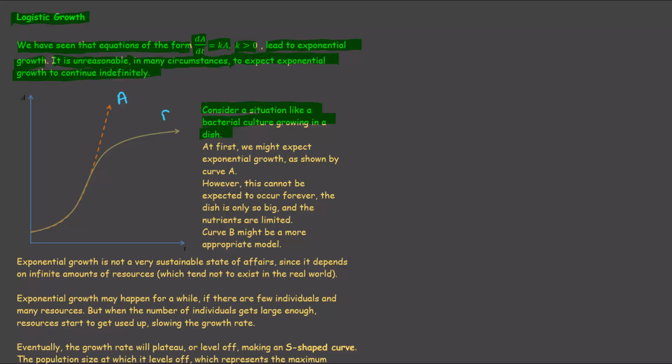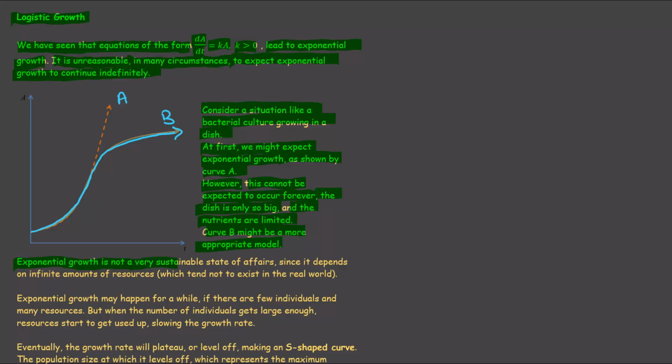This is curve A and this is curve B. At first, we might expect exponential growth as shown by curve A. However, this cannot be expected to occur forever. The dish is only so big and the nutrients are limited. Curve B might be a more appropriate model, and we can see both of them have exponential or close to exponential growth at the beginning, but then as the bacterial culture gets large compared to the dish and the nutrients start to run out, we're going to expect to see reduced growth.